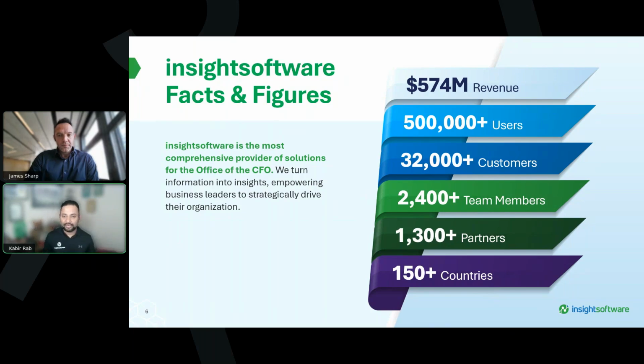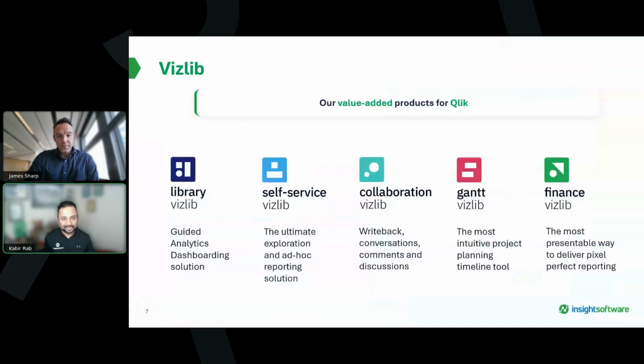Our scale speaks for itself. We have over $574 million revenue, over 2,000 customers across 150 different countries. We serve over 500,000 users across those countries, and we have roughly 2,500 team members helping us build those solutions. So this is pretty much who we are, but today's conversation is not about Insight Software, it's about Vizlib. So I'm just going to move quickly into our Vizlib offering.